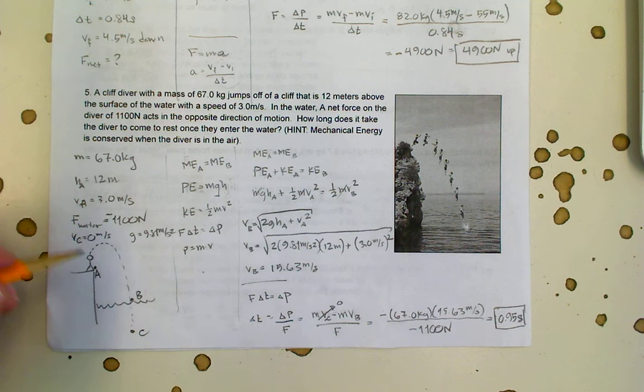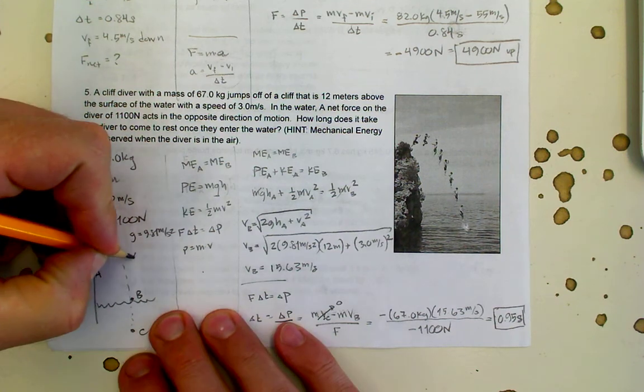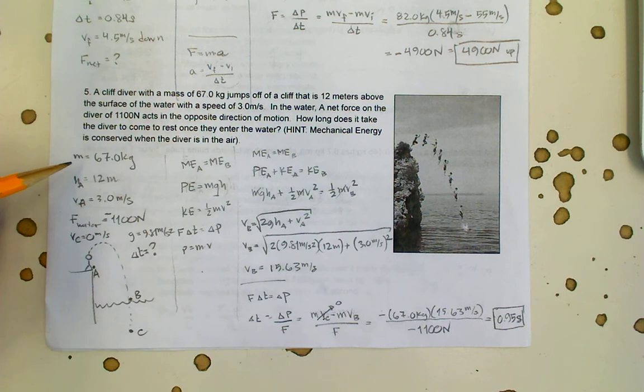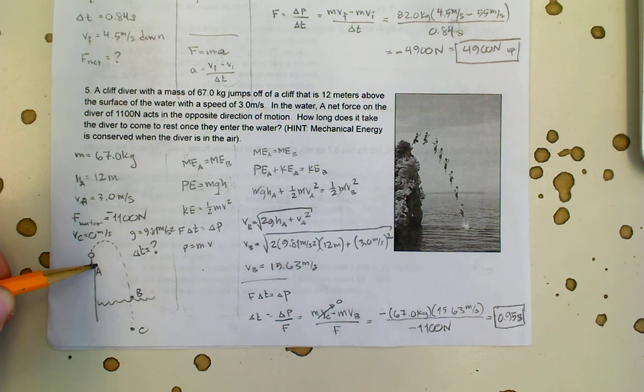So maybe I'll add that right here. I'll just say delta t equals question mark. So I've collected all the information here, and notice I'm using these subscripts, h sub a, v sub a, to indicate the speed, the height, and the velocity at this point A.